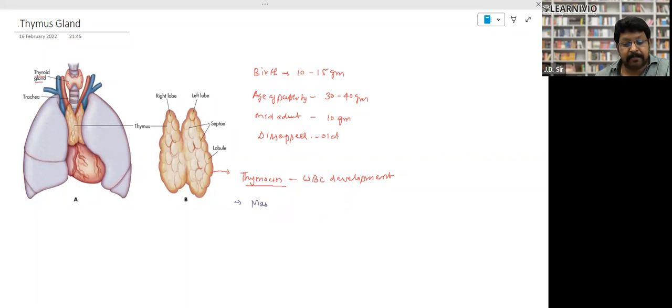It maintains immunity of the body. So remember that. It's very simple. And its location has been asked, right? Where it is found. So these two kinds of questions have been asked about this gland, right?